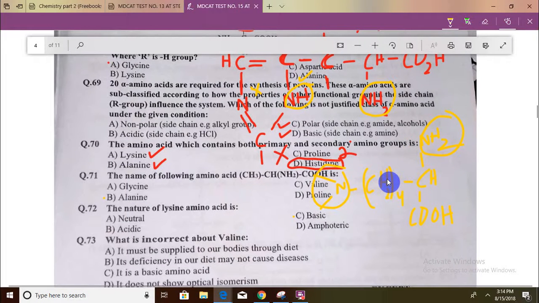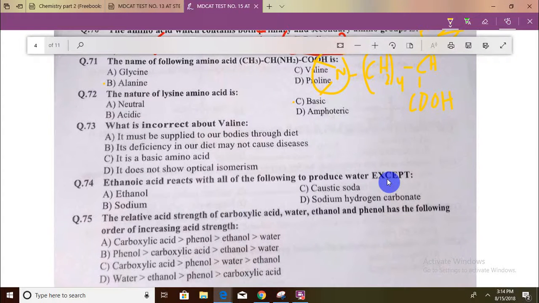So what is incorrect about valine? It must be supplied to your body through the diet. That is not incorrect, it is one of the essential ones. Its deficiency in our diet may not cause disease. This is absolutely incorrect. It is basic. It does not show optical isomerism.